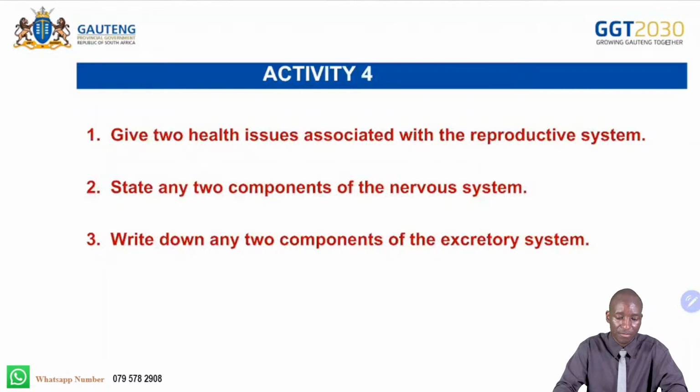Activity number 4, the final one. Number 1, give 2 health issues associated with the reproductive system. Number 2, state any two components of the nervous system. Number 3, write down any two components of the excretory system. So that's our activity number 4. Let's have this activity done in 4 minutes. Thereafter, we'll look at the corrections together.